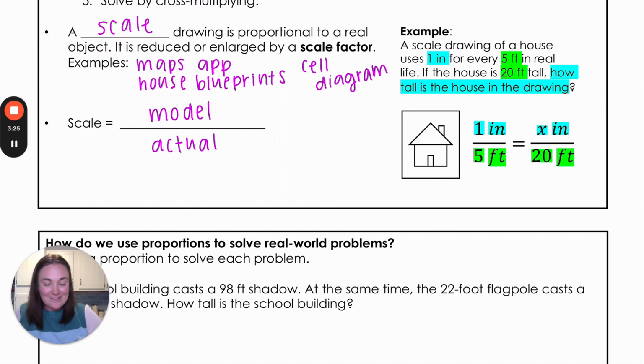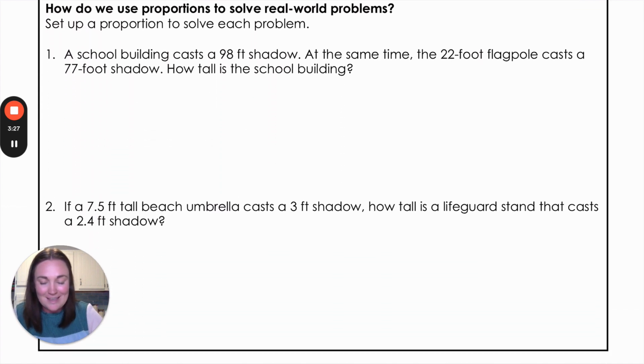All right, so let's go ahead and take a look at some problems that you might see on a quiz or a test there at the end of the year.